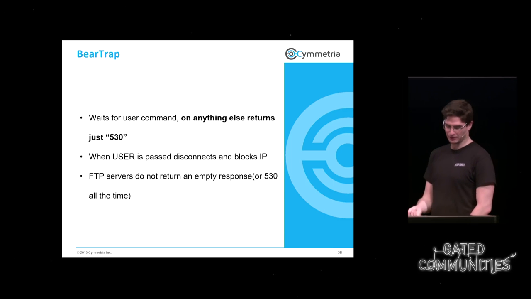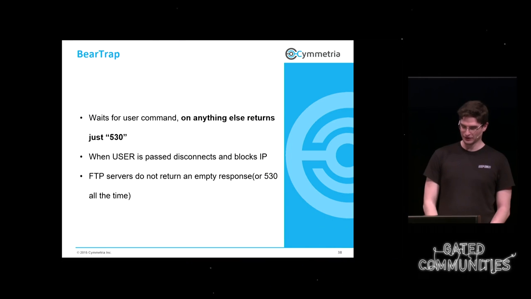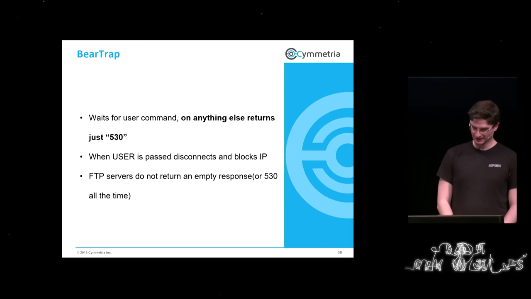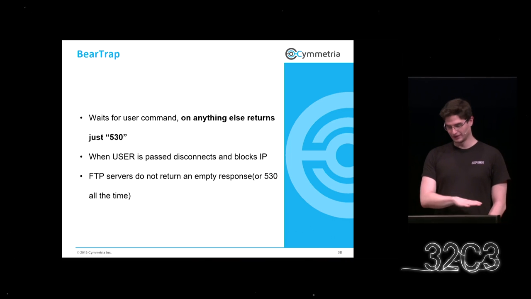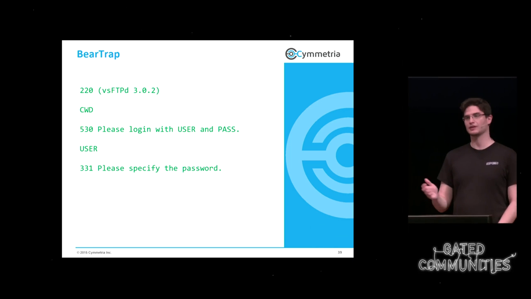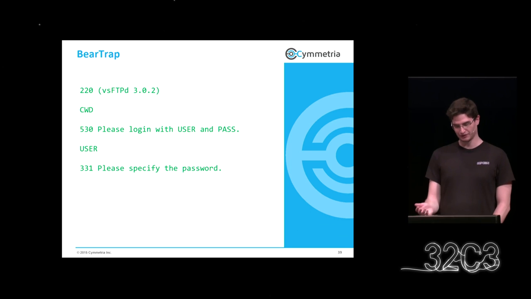By definition, the protocol, when you give it a user command, has to return a specific answer. And returning 530 doesn't make any sense because it's not a specific answer that's expected. So this detects Bear Trap very effectively, right? And if we look at other FTP servers, like VSFTPD, which is very popular, what happens when you ask for certain stuff, it replies with a certain reply, right?